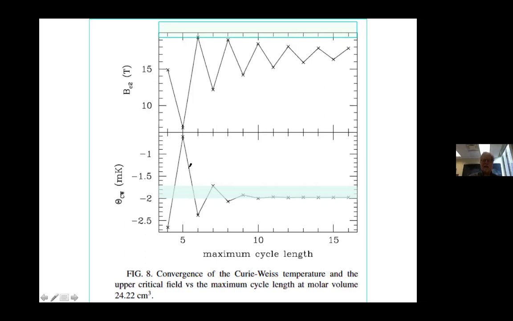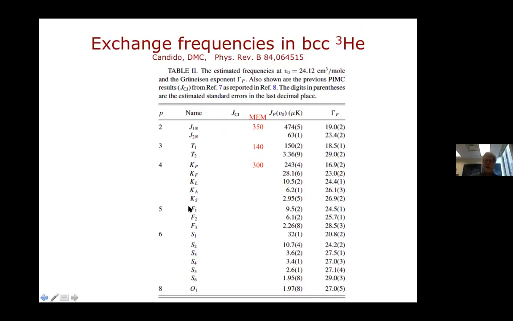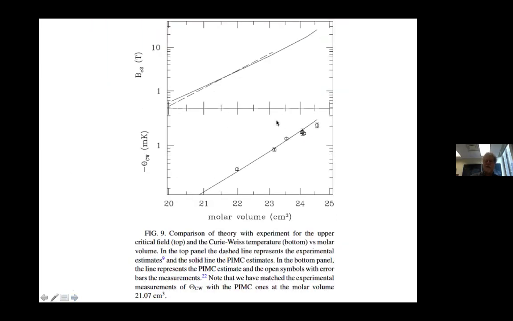But the lesson is, even this simple model of helium can lead to these many-body collective effects. And this is why we don't agree with the J's that were backed out of experiment, because they only assumed that there were 3 frequencies that came in, and actually there were a lot more. But if we compare to experiment, here's the comparison versus density.